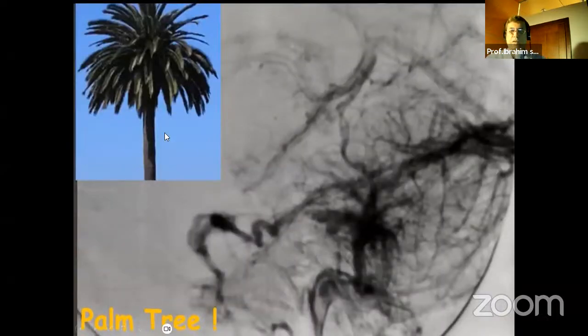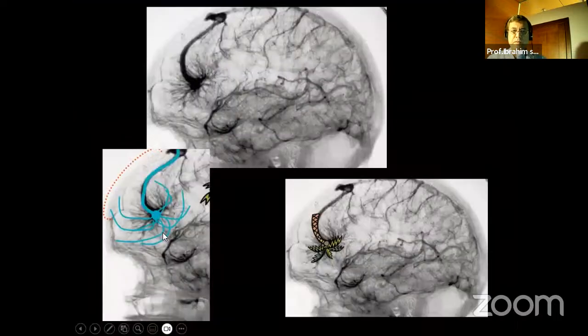People call it palm tree, which is just the same. It looks like a palm. Also the tributaries, collecting vein and draining vein. Or like this: tributaries, collecting, draining, palm tree.